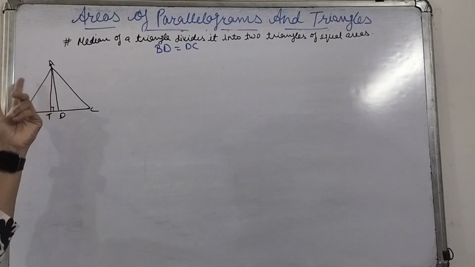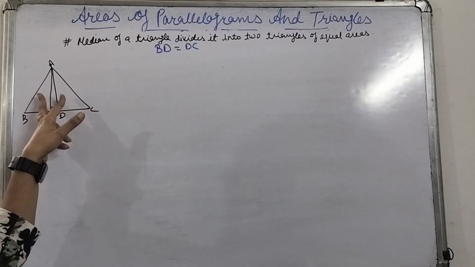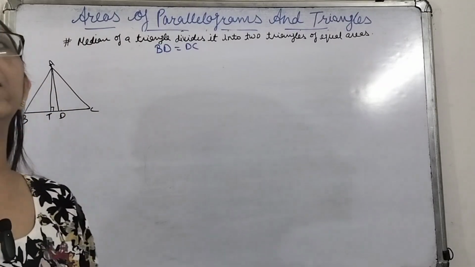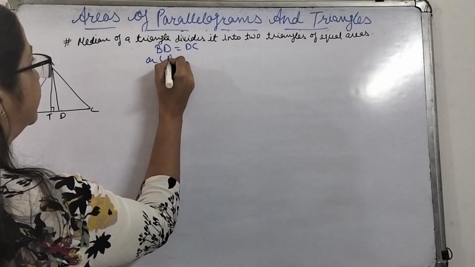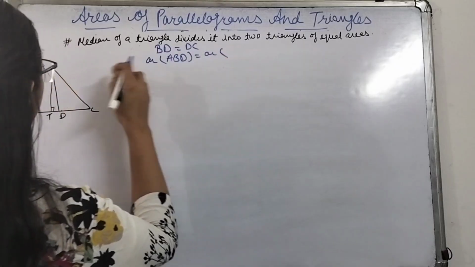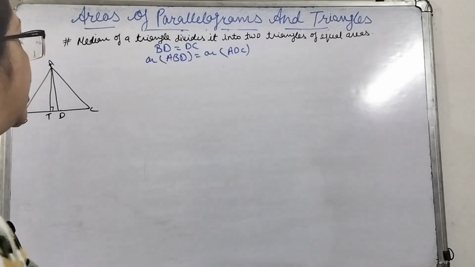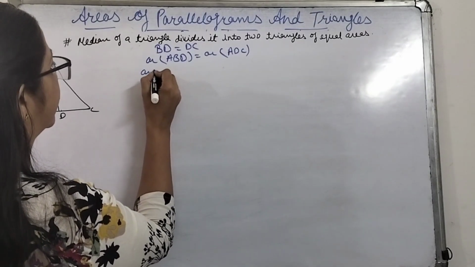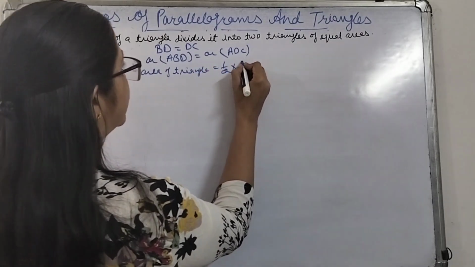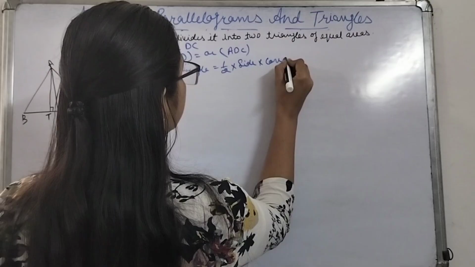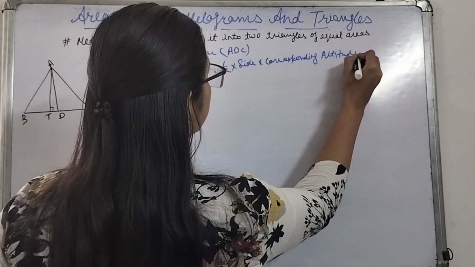Now AD is the median in the triangle ABC. So this median is going to divide this triangle into two triangles, and the areas of these two triangles will be equal. That means area of triangle ABD will be equivalent to area of triangle ADC. This we need to prove. Just now we have seen that the area of any triangle is 1/2 into side into corresponding altitude, or we can say 1/2 into base into height. Any of these formulas we can use.